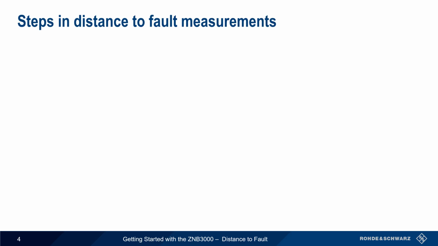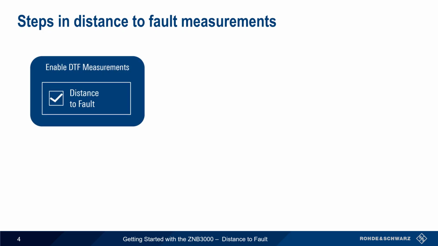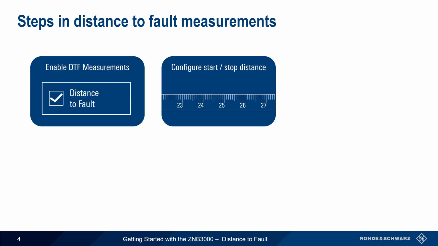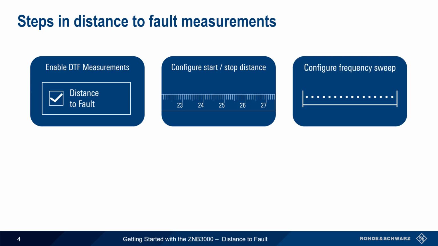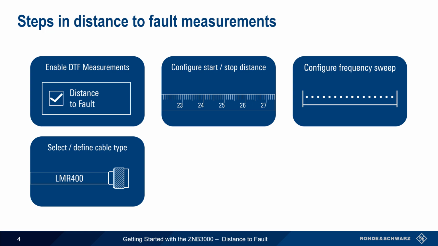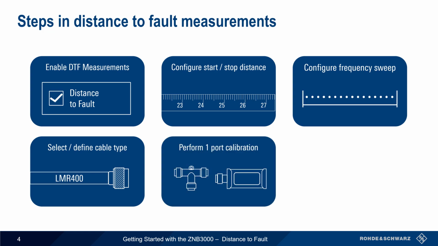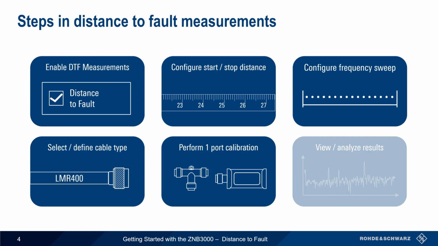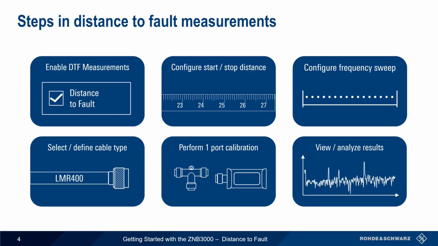There are 6 basic steps in making distance default measurements: enabling the measurements, configuring start and stop distances, configuring the frequency sweep, selecting or defining the cable type, performing a one-port calibration, and viewing and/or analyzing the results. In the remainder of this presentation, we'll go through each of these step by step on the ZNB3000.